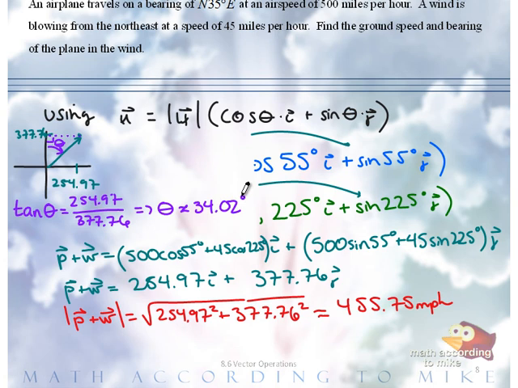So what's the bearing of the plane? Good. So the original bearing was 35 degrees. The wind knocked it over a little bit. 34.02 degrees.